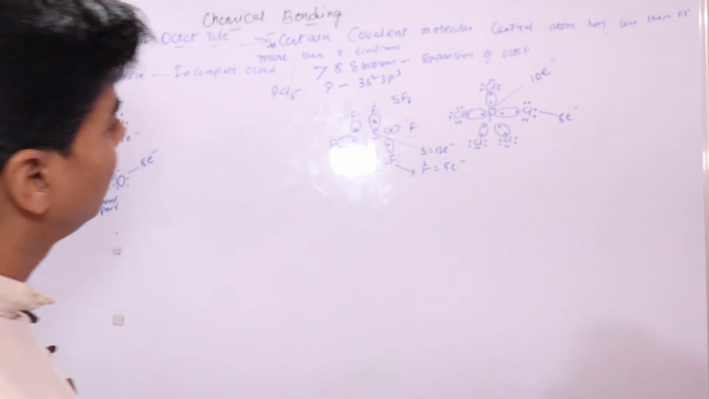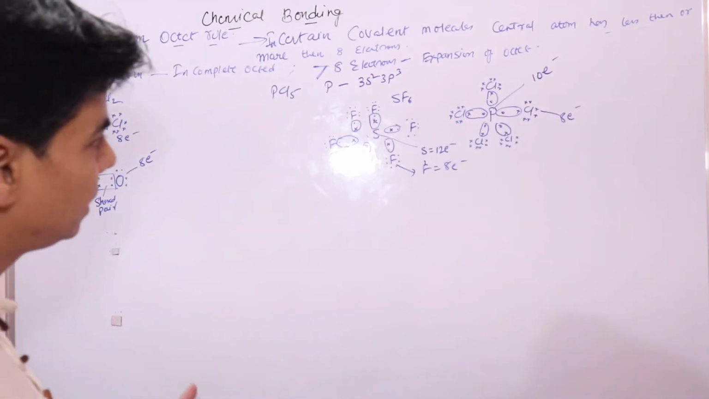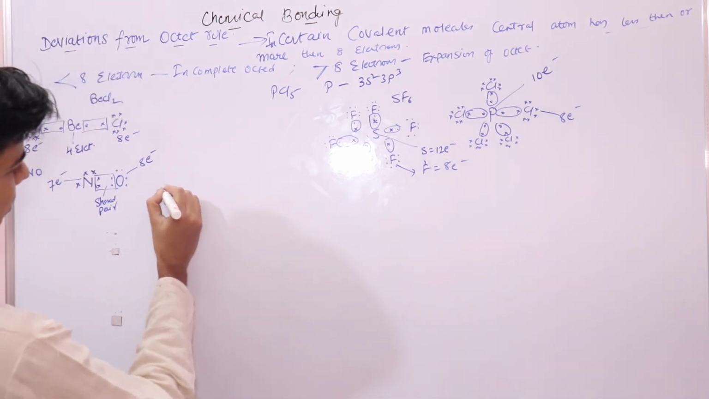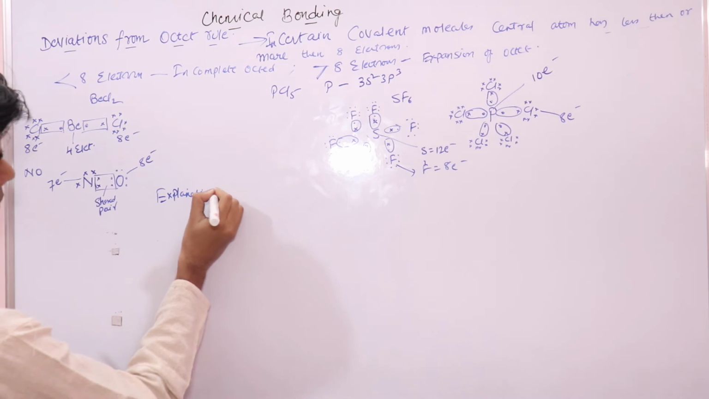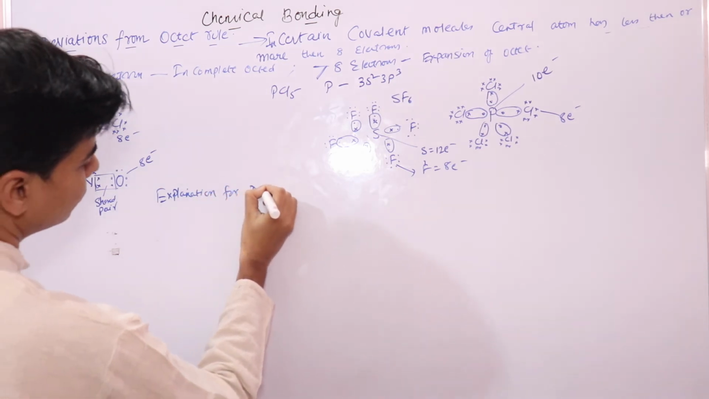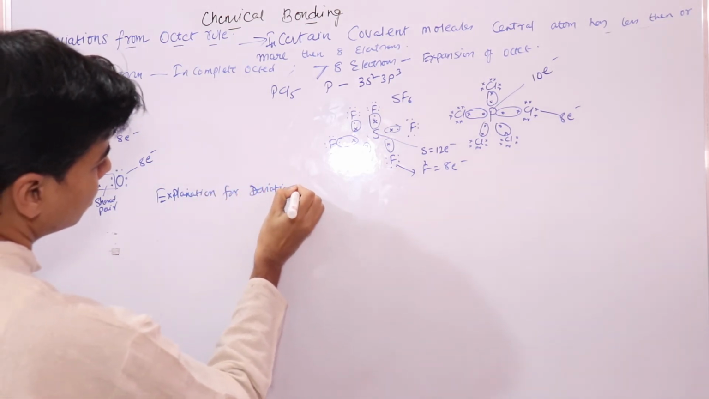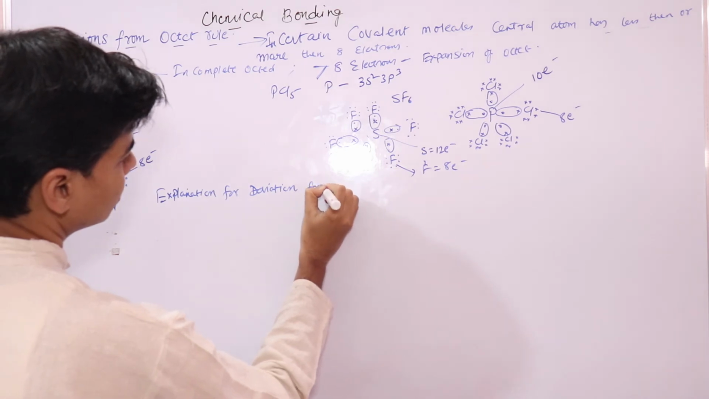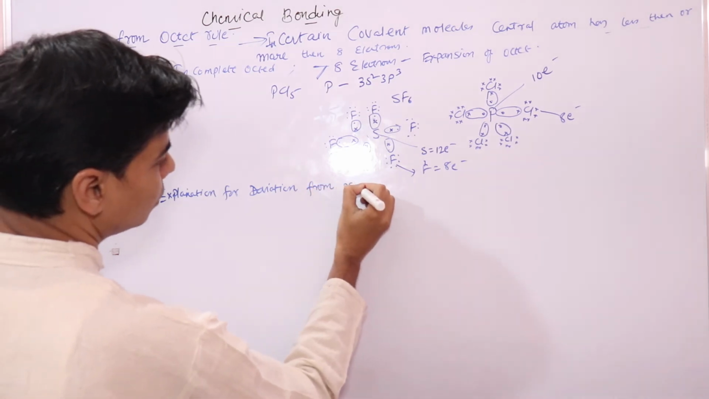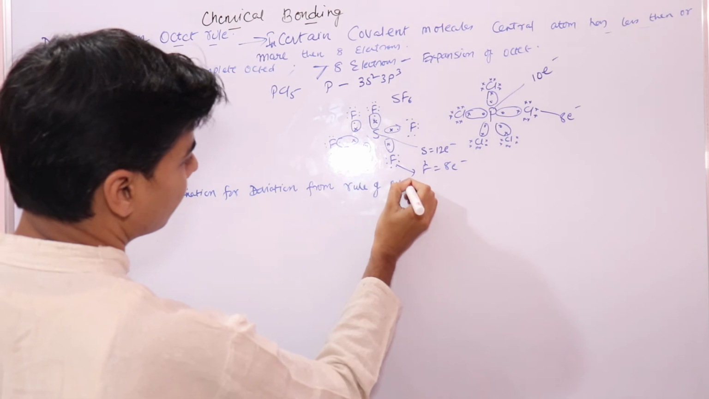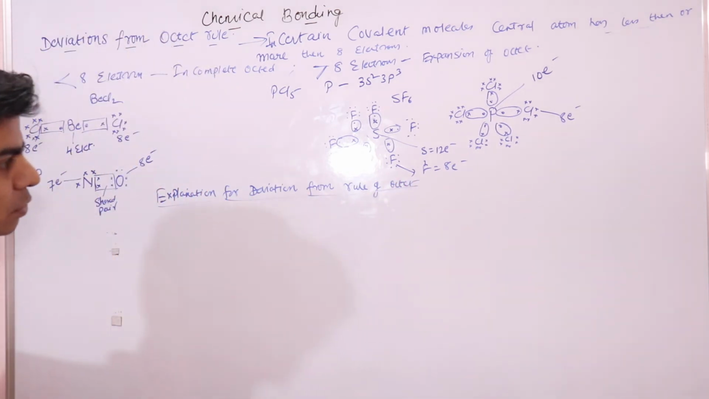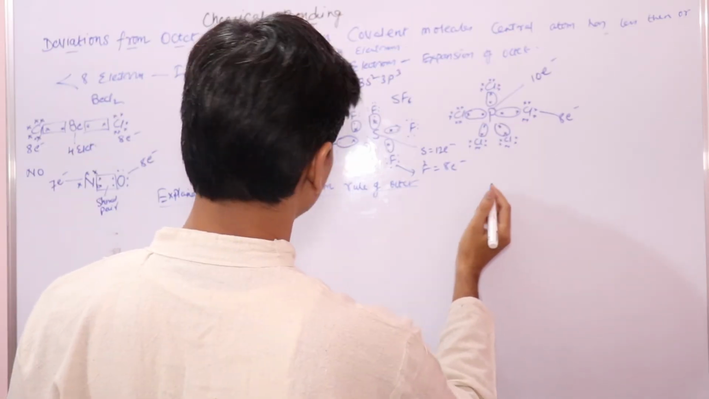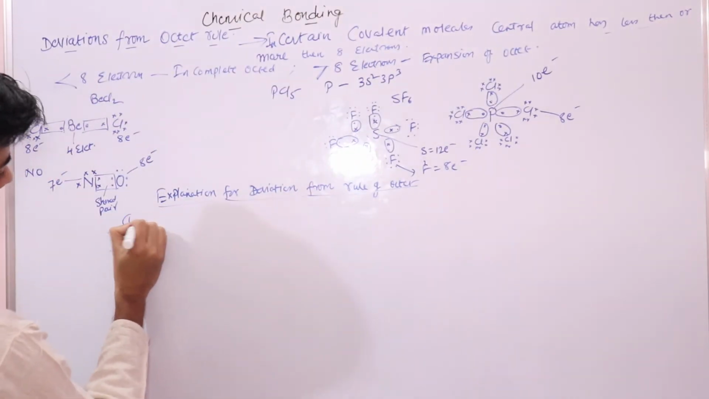Now let's look at what explanations were given for deviation from the rule of octet. The first explanation that comes into the picture was Sugden's concept.